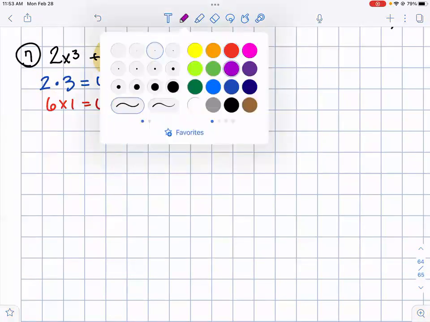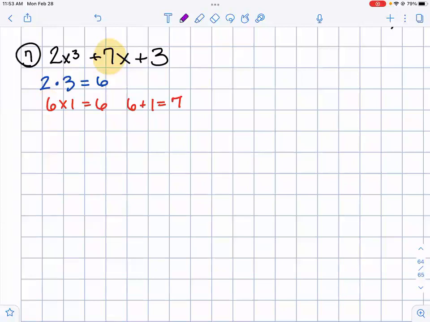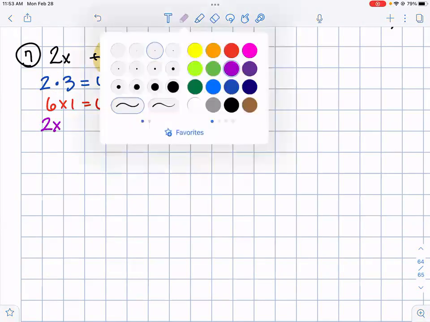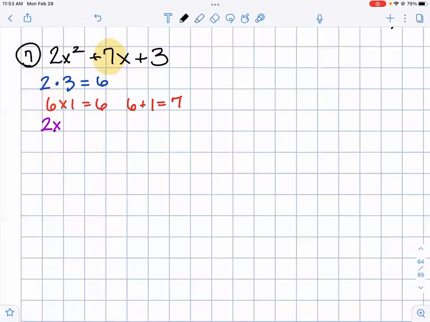So what do I need to do from here? Put the 6 and the 1 into the equation. 2x, this is supposed to be to the second. I don't know why I put 3. Let's fix that. 2x squared plus, now what goes better with a 2, a 6 or a 1? 1, okay, that'll work. Plus 1x plus 6x plus 3. So now the 7x has become 1 plus 6.